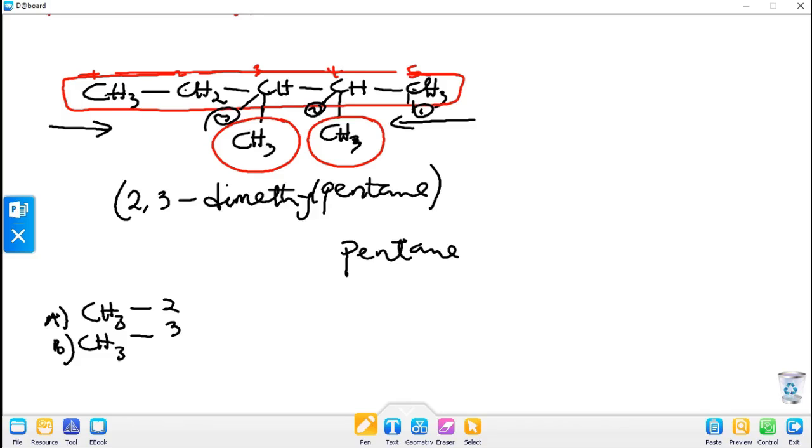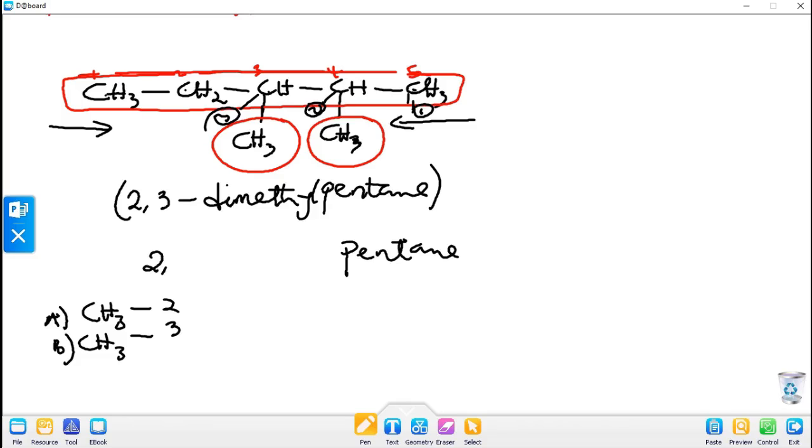If we are to go from the right-hand side, the methyl groups will be at carbon 2 and carbon 3. But if we are to come from the left-hand side, the 2 methyl groups will be at carbon 3 and carbon 4. So, we ought to give the side chains the lowest number possible. So, that means we will come from the right-hand side, and that gives them position 2 and position 3.